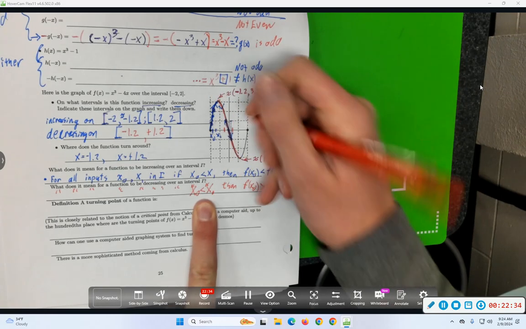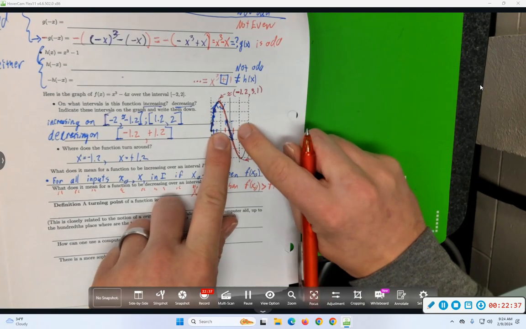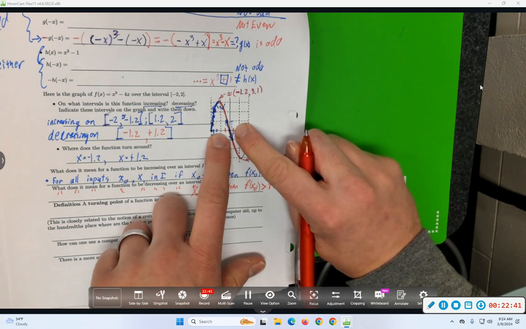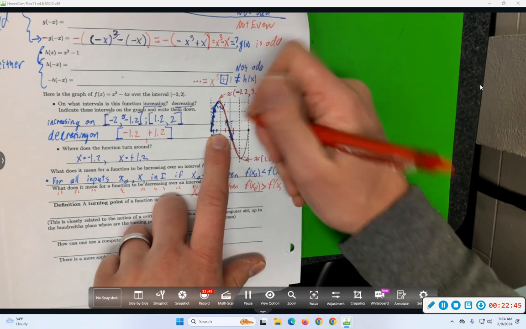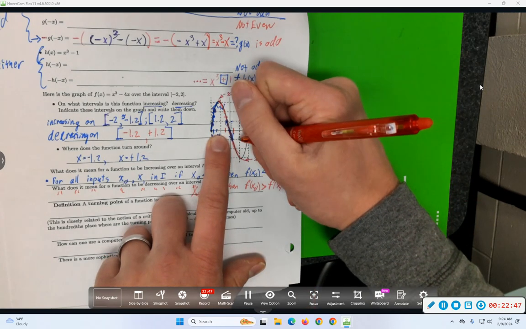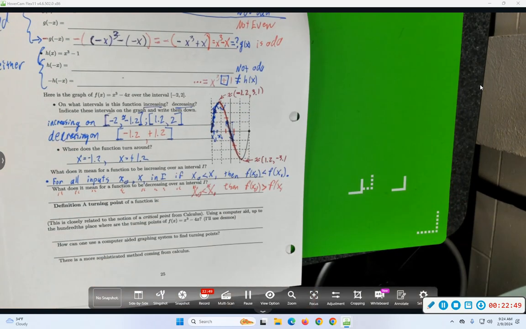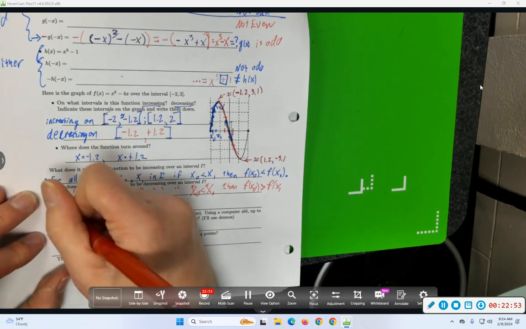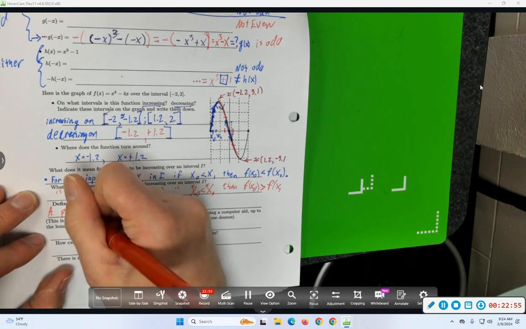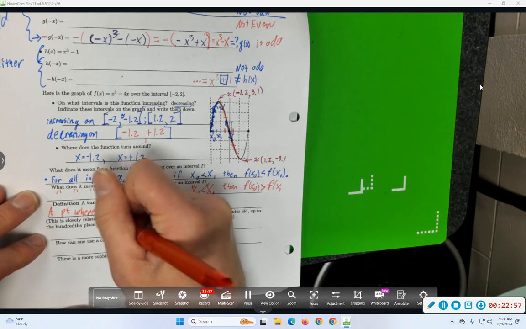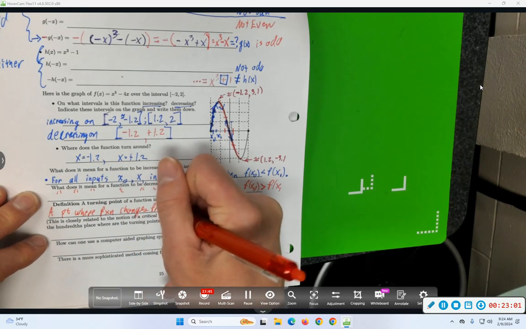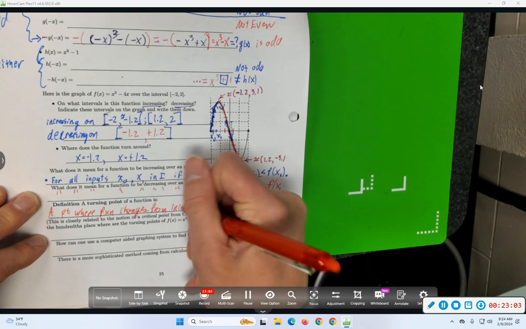Here are two inputs. This one is bigger than that one. Does the function flip that inequality? Yeah, because there's f of the smaller input, there's f of the bigger input. The inequality got flipped. A turning point is a point where the function changes from increasing to decreasing.